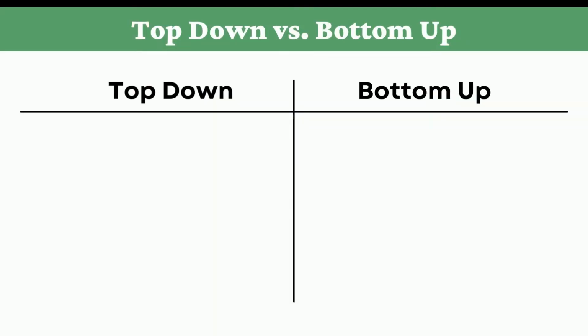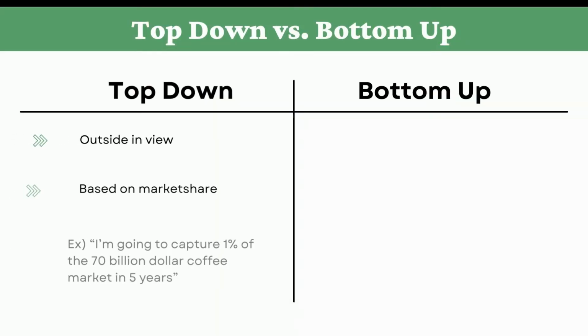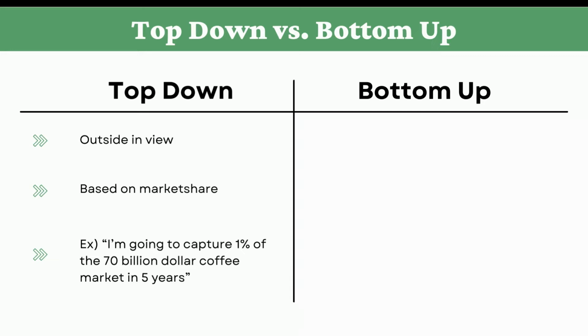So there are two types of models, a top-down and a bottom-up. In a top-down, you work from a macro or outside-in perspective towards a micro view. In essence, the top-down method helps you to define a forecast based on a market share you would like to capture within a reasonable time frame. Here's a short example. I am going to capture 1% of the $70 billion coffee market within 5 years.